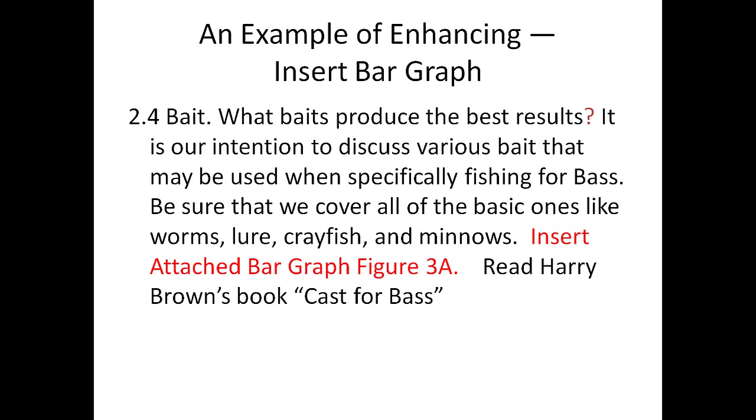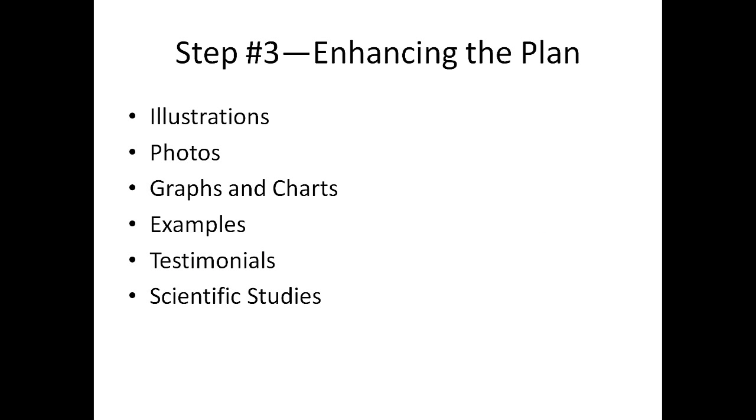This slide has an example of inserting an enhancement on the annotated outline for 2.4 bait. The portion highlighted in red illustrates insertion of a reference to bar graph figure 3A, which was a comparative rating of 4 types of bait by 4 expert bass fishermen. To quickly review, identifying various enhancing techniques, such as those listed above, during planning will prove to make writing much more effective. Use them freely.